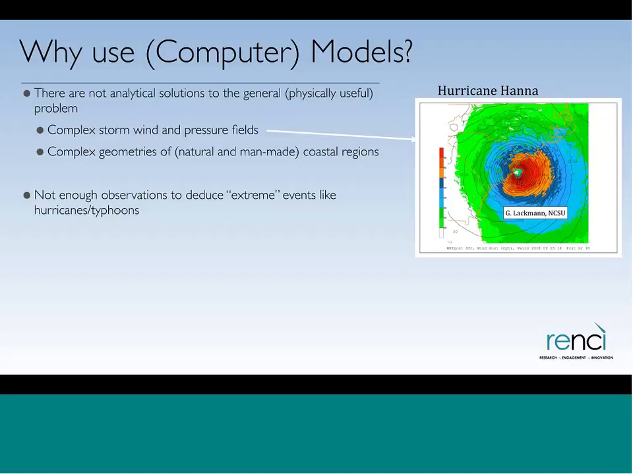So then there's not enough observations to be able to deduce extreme events like hurricanes. To get a 100-year resolution, you would really need a lot longer time series in order to do that. But the other thing is that time series of something like water level, for example, are only available at a handful of locations in any given state. So in order to fill in the gaps, we just have to use computer models.